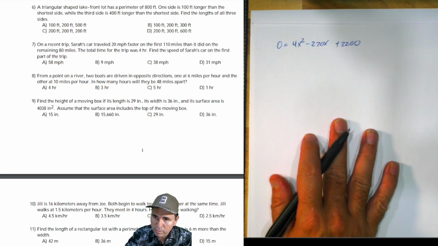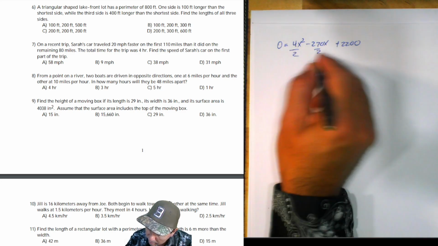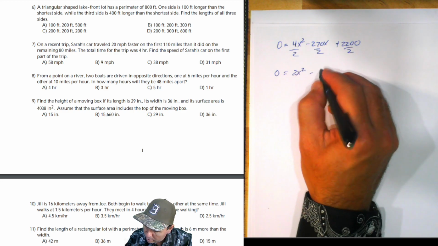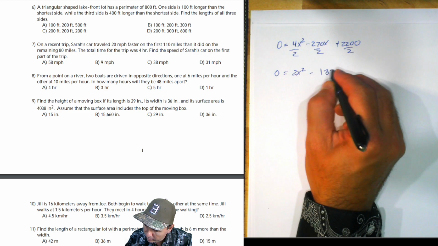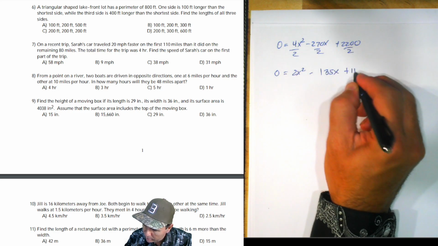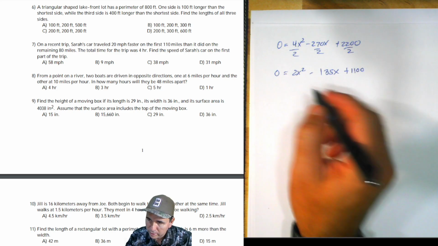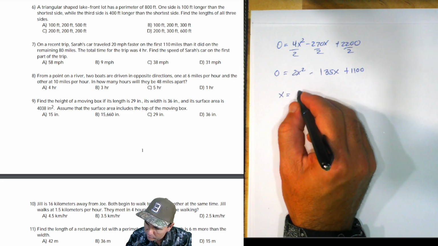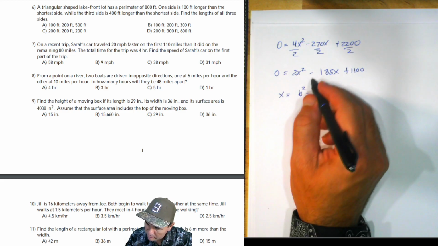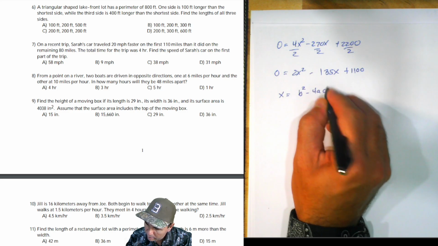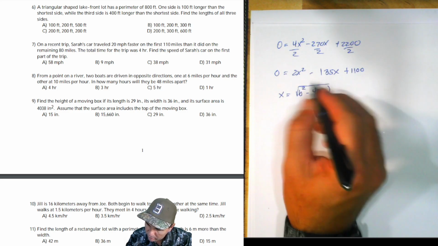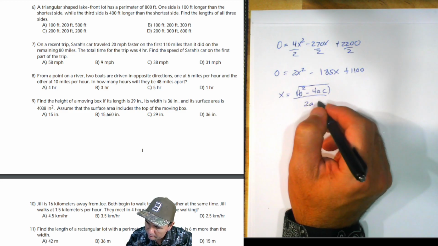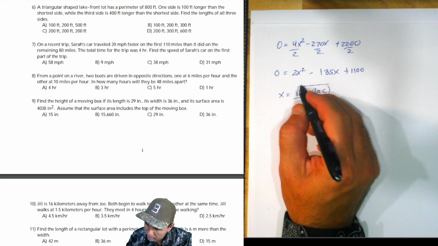We can make this easier by dividing everything by 2. That'll make your life a little easier. This is going to be 2x squared minus 135x plus 1100. And then the quadratic formula says that x is equal to negative b plus or minus the square root of b squared minus 4ac, over 2a, right?